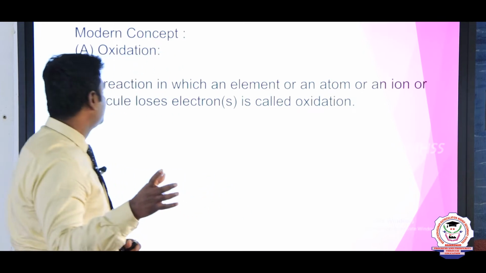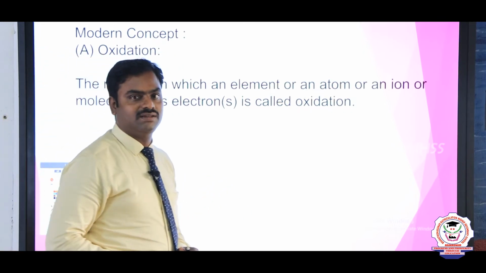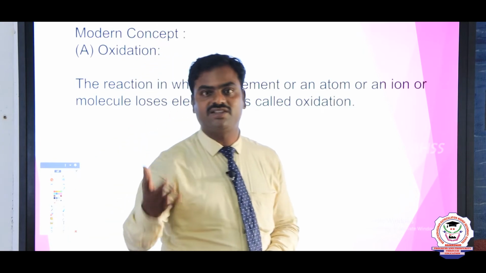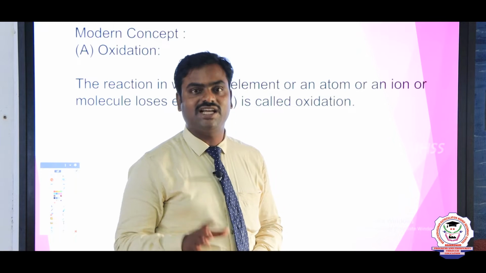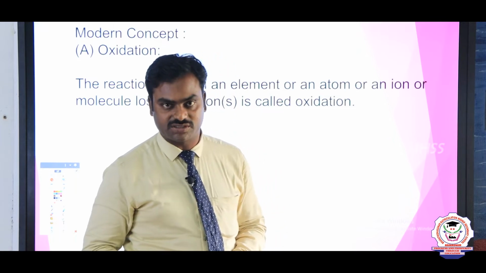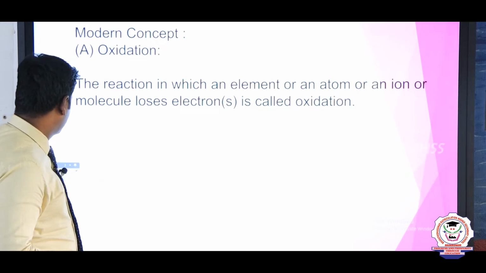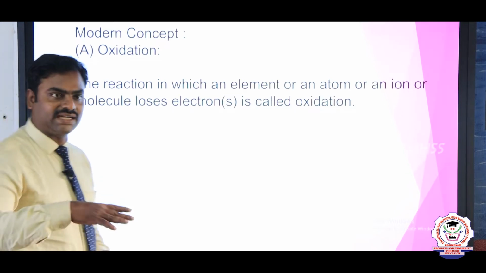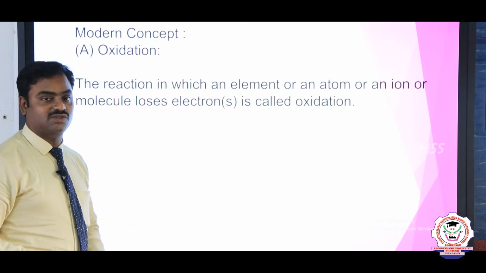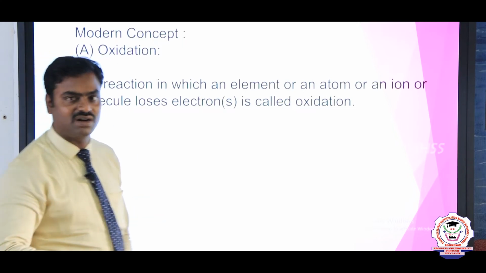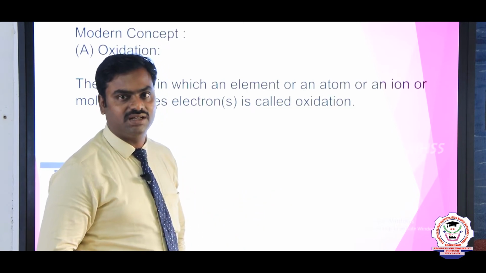So first, the modern concept of oxidation. Previously, there were so many methodologies to understand oxidation reactions, but the modern concept is a very specific one which explains all kinds of oxidation reactions. What is it? The reaction in which an element or an atom or an ion or a molecule loses electrons is called oxidation. It may lose one electron or more. Anyway, loss of electrons is known as oxidation.